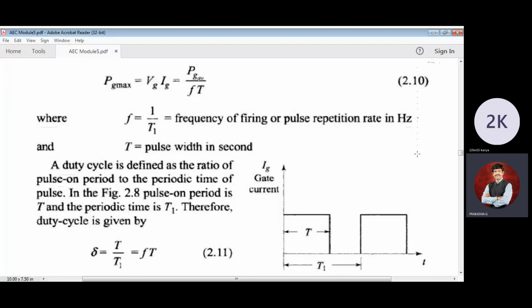Once you know this F into T, where F is equal to 1 by T1, what is T1? T1 is the overall time. Check it here. This entire time is T1. This is T on time, only on time. T1 is the overall time, T on plus T off put together. Very simple, no complication. What's the condition? What is the IG value?